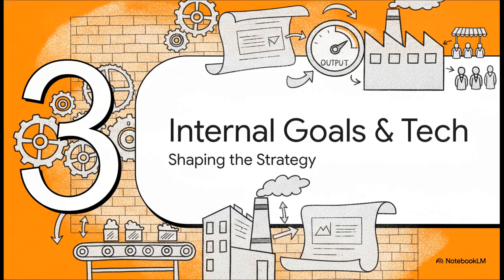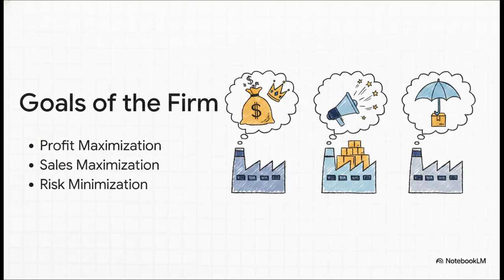Section 3. Internal goals and tech. Shaping the strategy. Now, not every producer wants the exact same thing out of their business. Sure, most are aiming for profit maximization, pushing out goods at high prices to make the absolute most money possible. But others? They actually pull the sales maximization lever. They'll push massive volume to win goodwill, status, and market prestige, even if it means producing right past their peak profit point. And then you have some conservative firms that just want risk minimization. They intentionally produce a smaller quantity just to safely cover basic costs and survive. Basically, your internal goal dictates your supply.